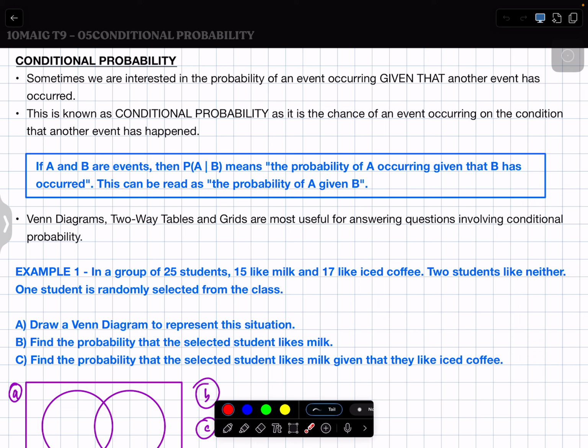If A and B are events, then the probability of A, vertical line B, what does that mean? That means the probability of A occurring given that B has already occurred. This can also be read as the probability of A given B. You need to be able to answer Venn diagram, two-way table, and grid questions for these. So get that. I'll also scroll down enough for your first example.